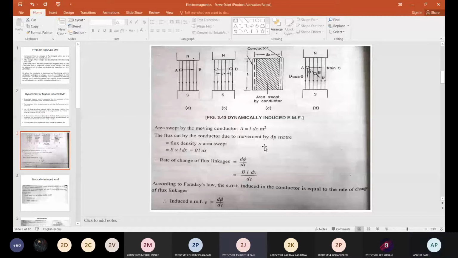EMF zero. Yes. Why? Because flux is zero, sin theta is 0. As you know, the cycle of AC starts from 0, a sine wave starting from 0. So I am putting the coil at 0 degree. There is no cutting of flux because the coil is parallel with the magnetic field.